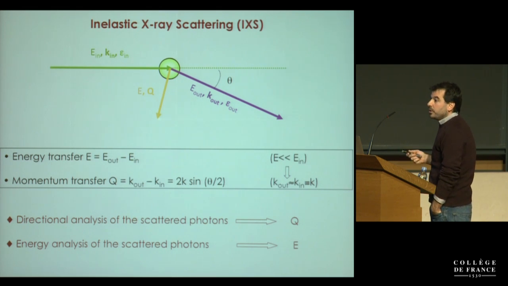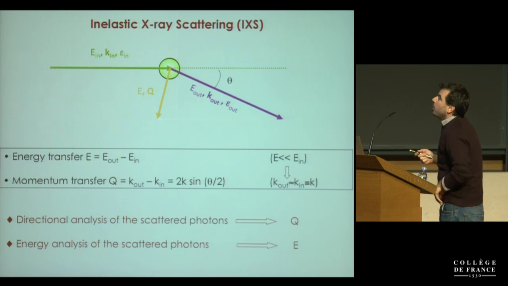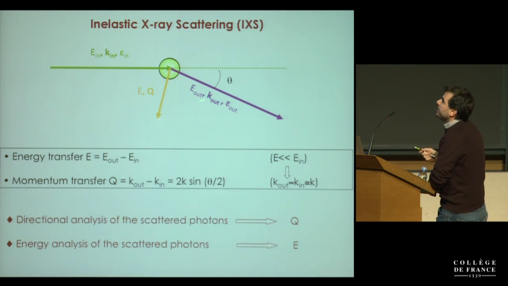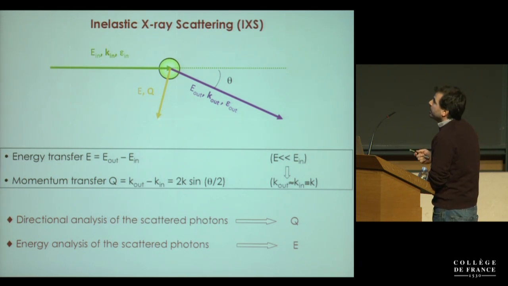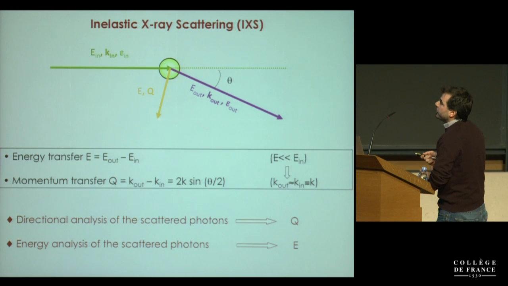This is a two-photon technique, photon in, photon out, where an X-ray photon of well-defined energy, momentum, and polarization is inelastically scattered by the sample to a different energy, momentum, and polarization. Given the energy and momentum conservation laws, the differences between the outgoing and incoming energy and momentum are the energy and momentum transferred to the system.